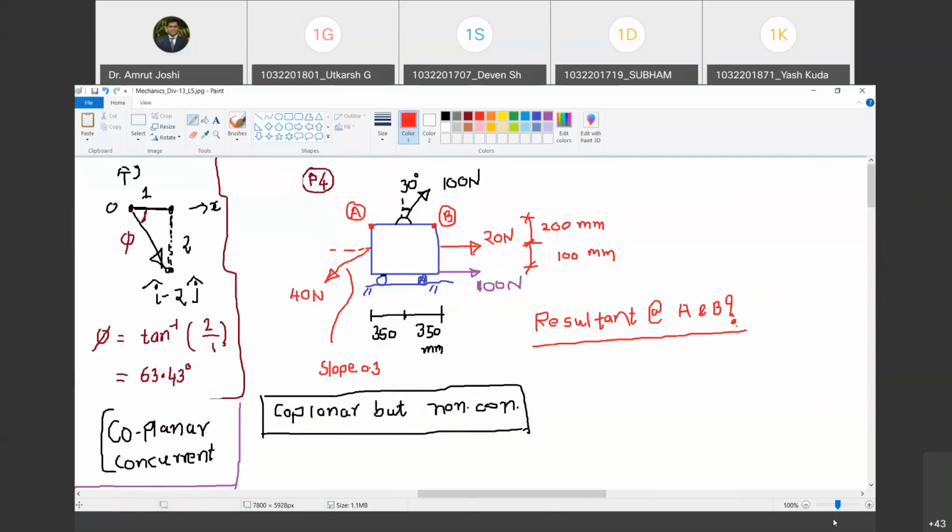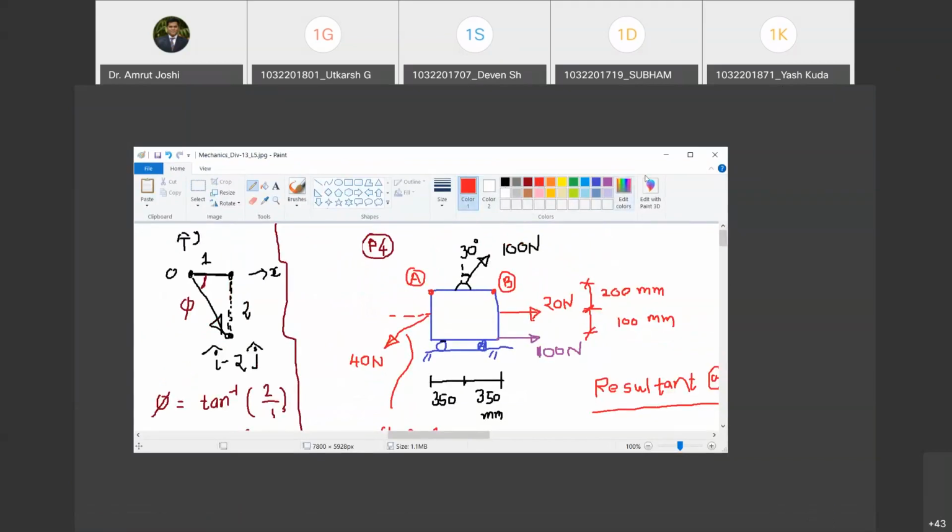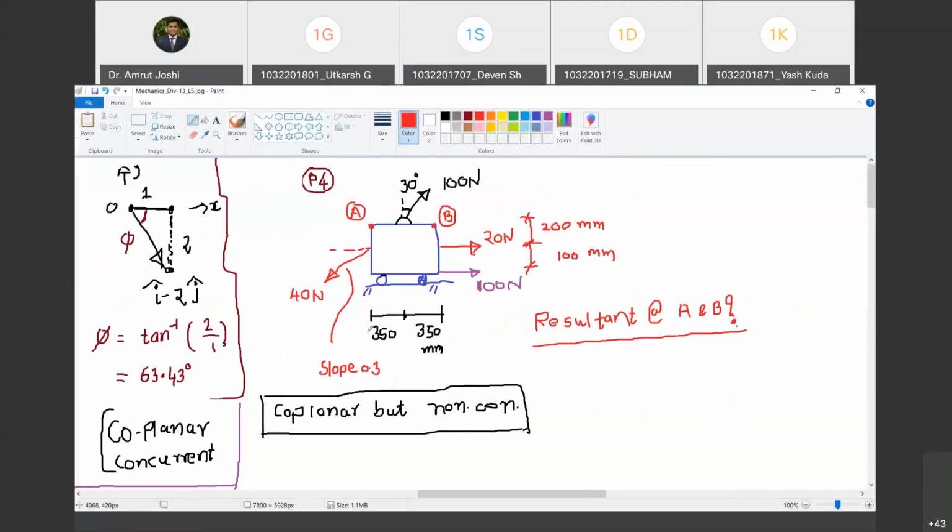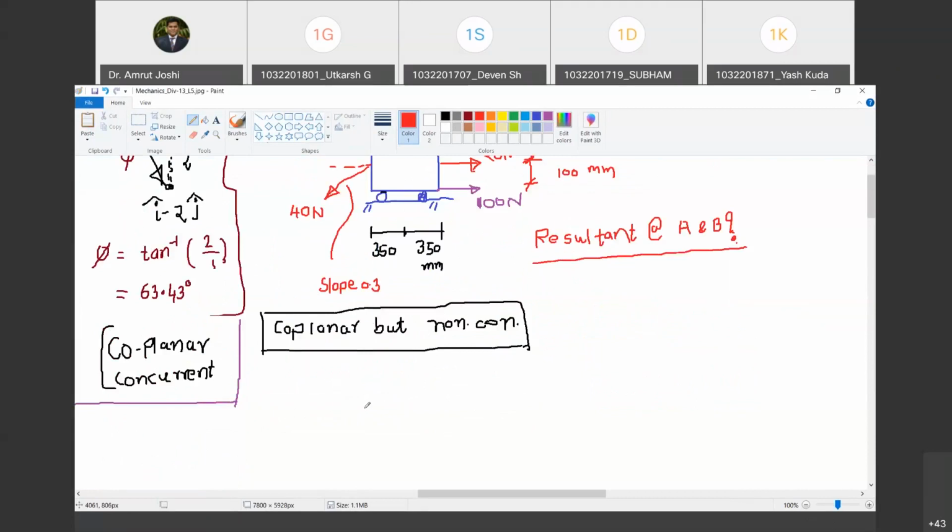Okay. So now let us try to find out the resultant at A and B. We have another 5 minutes. So what we are going to do is start this problem, and we will complete the solution in the next class. Are you with me? Yes, sir. Okay. So let us start the solution. First of all, I am going to show this point A here. I have shown point A here. Are you with me?